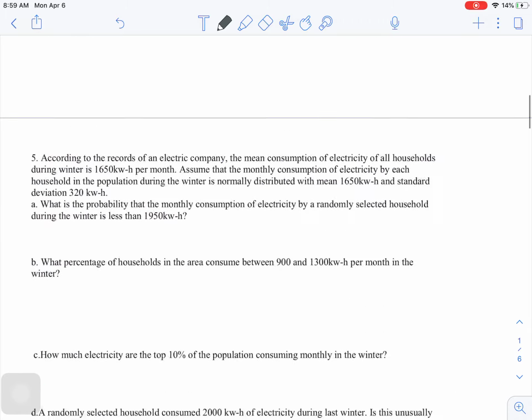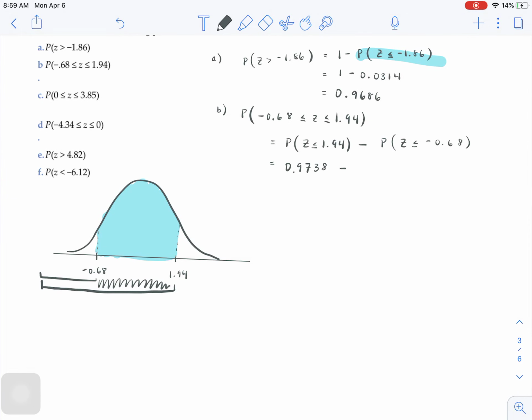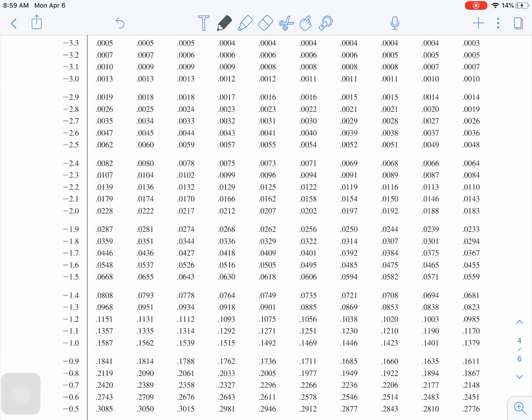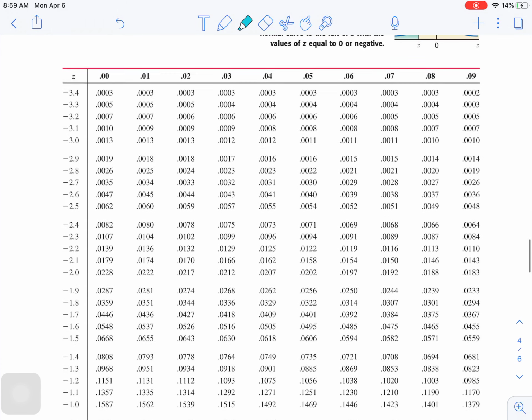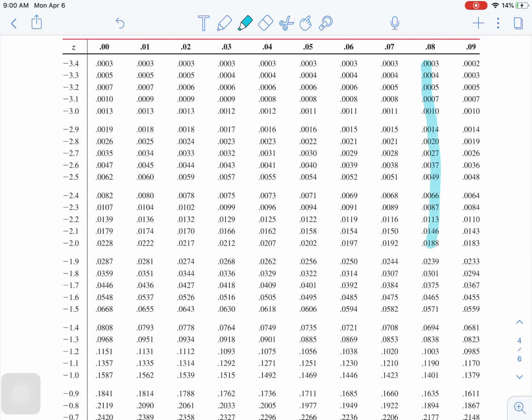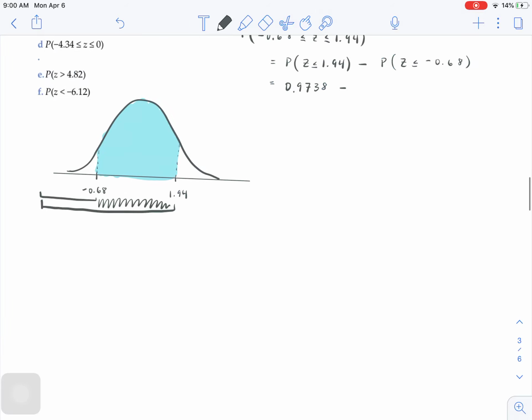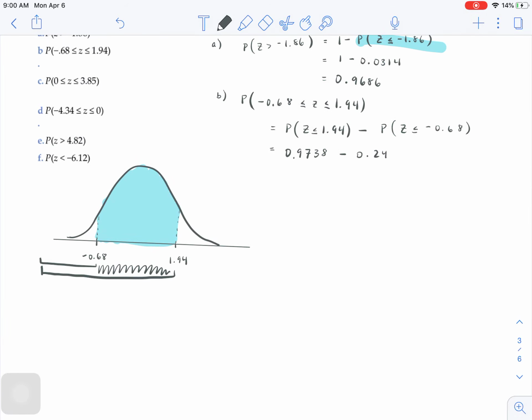And the area to the left of negative 0.68, I'll go find negative 0.6. And where's my 8 column? It's right here. So the area to the left of negative 0.68 is 0.2483. I can plug this into my calculator to find that the area between negative 0.68 and 1.94 is just 0.7255.